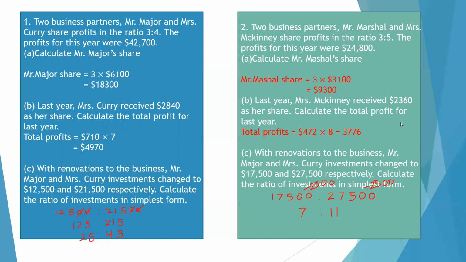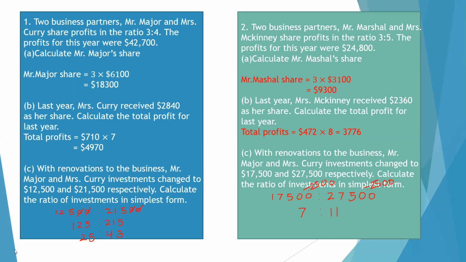We have to divide. Okay, we have to take 2,360 and divide it by the amount of equal parts of Miss McKinney. So right, it's going to be 2,360 divided by 5, and that's how we get the 472.